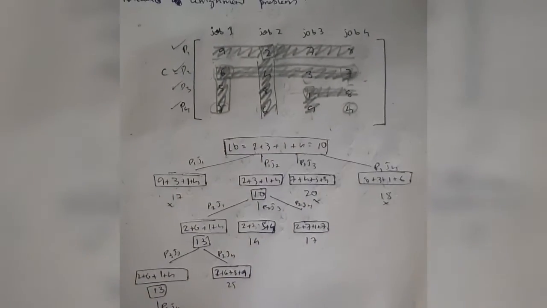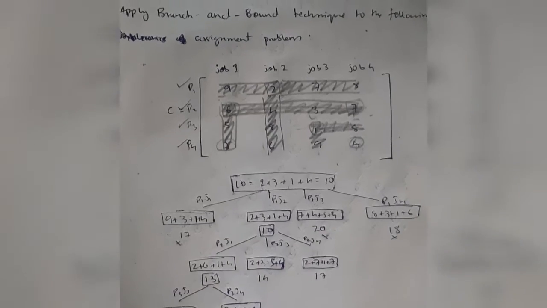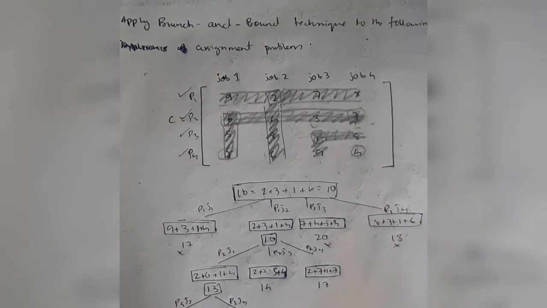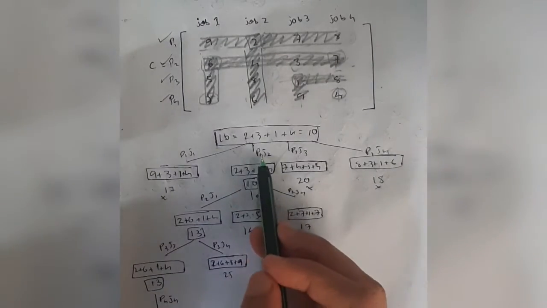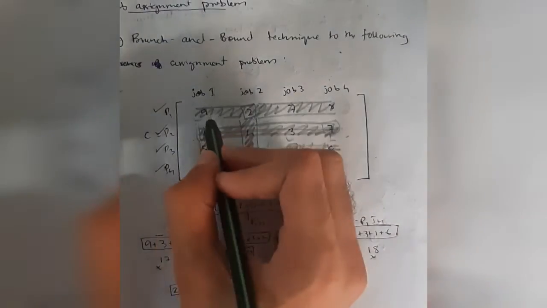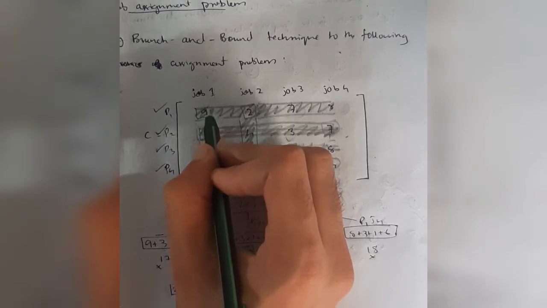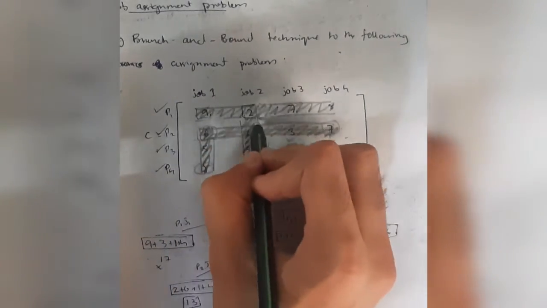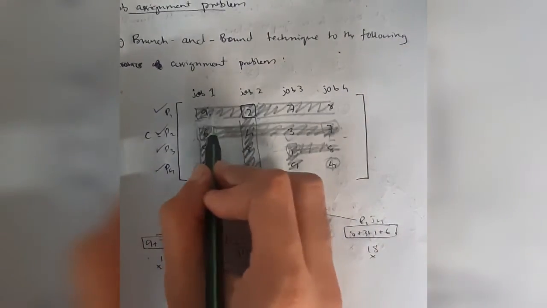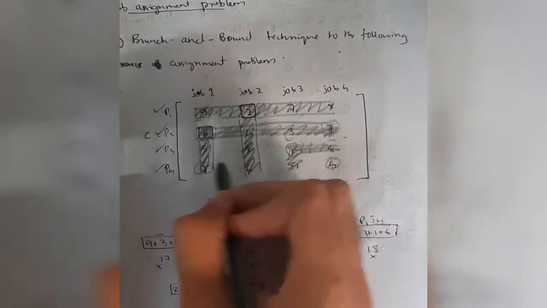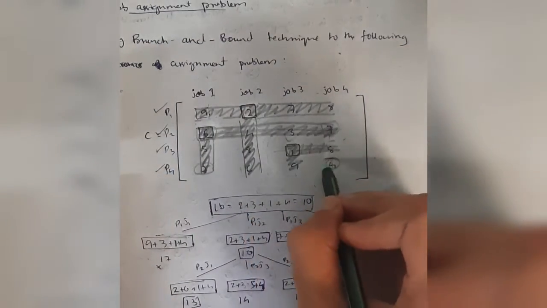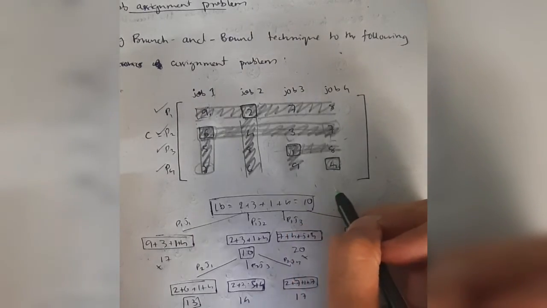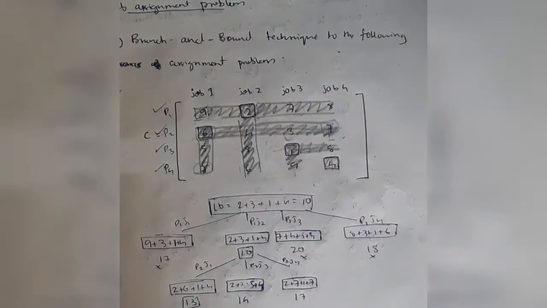So this is the job assignment problem using the branch and bound technique, and the jobs assigned are: for the first one it is P1 J2, the second one it is P2 J1, the third one it is P3 J3, and the fourth one it is P4 J4. These are the 4 jobs assigned. So let's erase the rest of the things.